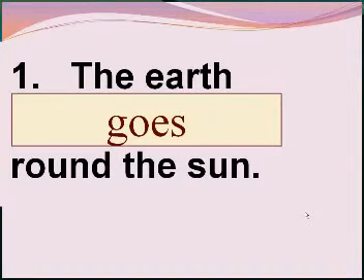Try to repeat the sentence. The earth goes round the sun. Here, notice we used an S at the end of the verb because the word earth is a singular word. So of course we should add an S at the end of the present simple tense. The earth goes round the sun. Another one.